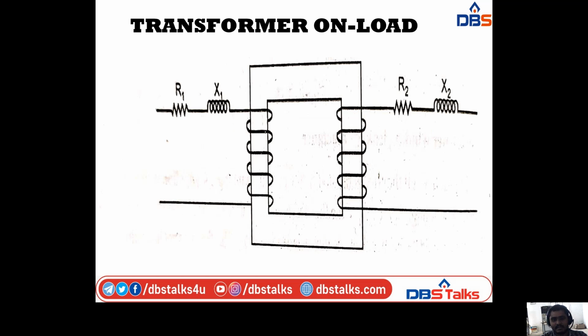And this is the combination of R1 and X1, resistance and reactance. For the primary and secondary, R1, X1, and the secondary R2, X2. So for the primary, we have R1, X1, and for the secondary, we have R2, X2. This is the diagram representation of this explanation.